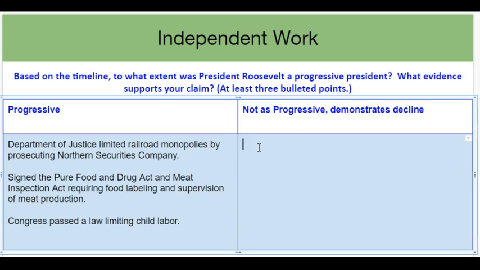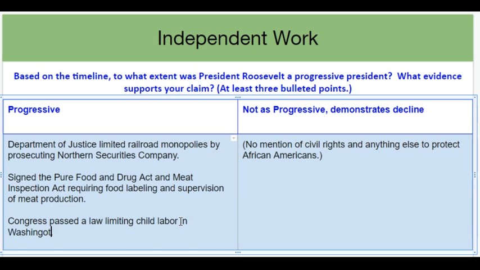Now, it says not as progressive. So if you look through that timeline, everything seems very progressive, but there is no mention of civil rights and anything else to protect African Americans, which your teacher may have discussed with you, but it's not in the timeline. Now, because it's not in the timeline, I'm going to put in parentheses, by the way, I already have 3 points. The other thing, though, that is in the timeline that I think you should say decline is it says Congress passed a law limiting child labor, but I left out in Washington, D.C. Washington, oh my gosh, Washington, D.C.